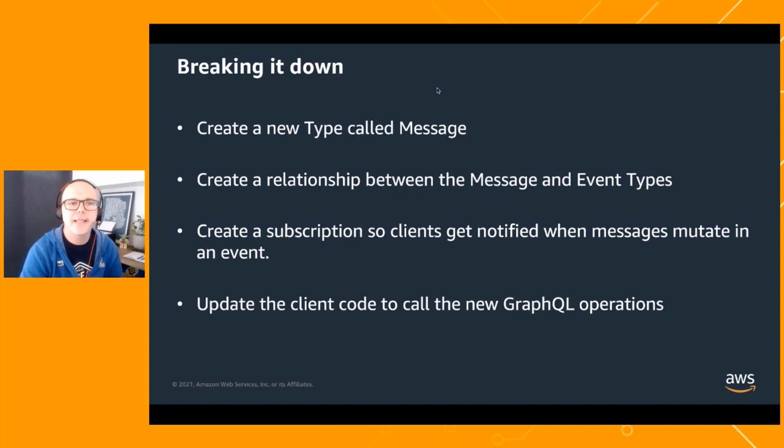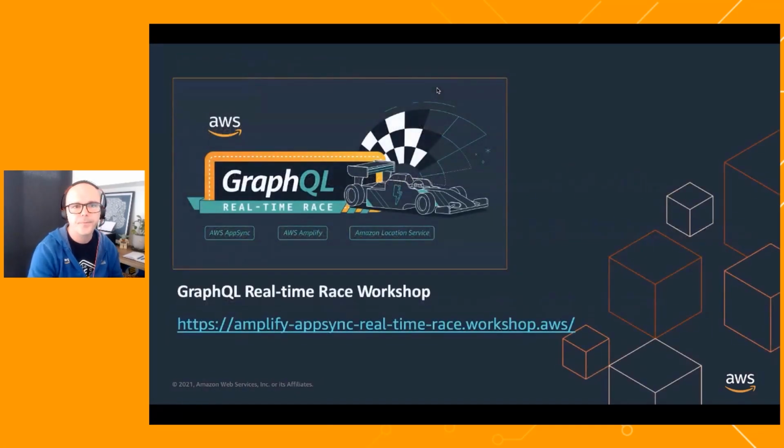The next step is to create a subscription so clients get notified when messages occur in an event. A subscription is how GraphQL and AWS AppSync manage communication back to the client. If someone wants to message me, I want to receive that notification back into the client, so that client must register for a subscription. So we need to do that. And then finally, we need to update the client code to call all of these new GraphQL operations that use the types that we've created. So let's go into the workshop and let's get started.